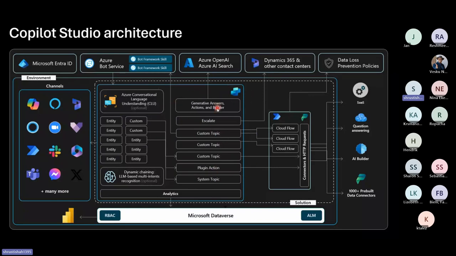Now, when I talk about generative AI features, there is a new term called generative answers, where there is no need for you to create a topic. You just add any website or any data source like SharePoint, a website, either public or private, or documents, anything, and your Copilot is ready to go. You just have to publish it to any of the channels. These are the channels.